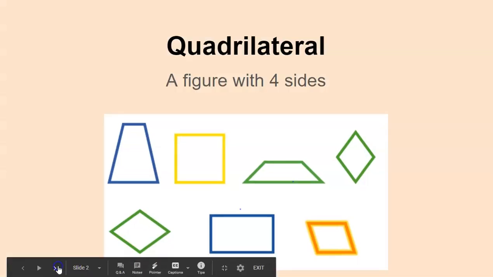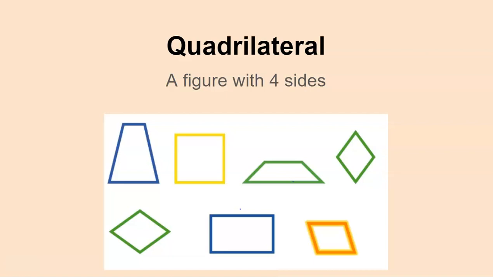So the first thing you need to know is what a quadrilateral is. It is a figure with four sides. So you can see all of these different figures down here. They all have four sides. Now I don't need you to draw all of them right now, but I do want you to pause, write down the word and the definition, and then push play when you're ready.